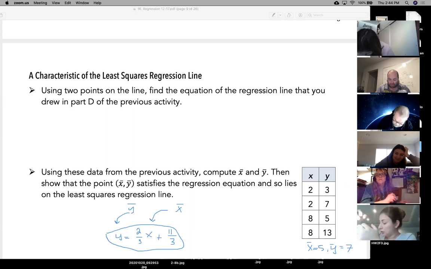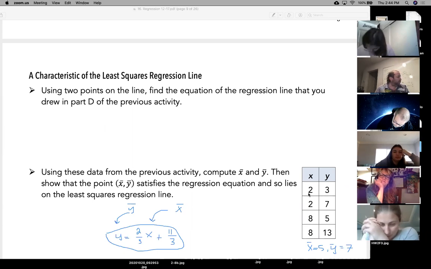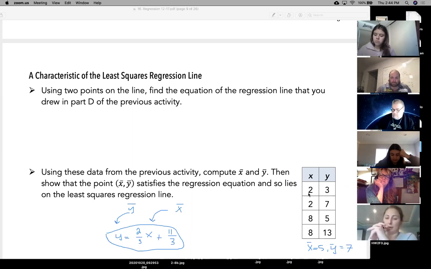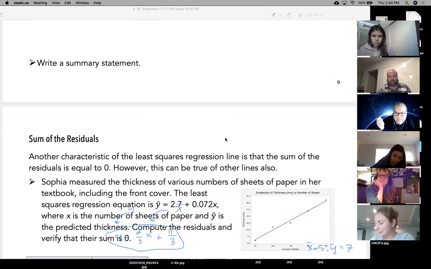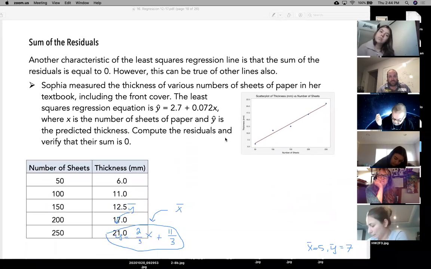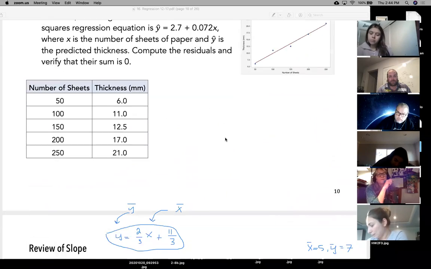How did you get X bar equals 5 and Y bar equals 7? Well, add the X's and divide by 4. What do you get? Okay, I just wanted to know how you got it. And that's how I did it. And the Y, same thing.